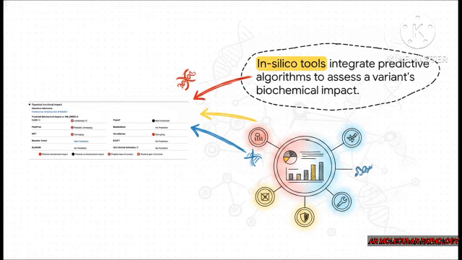And here's a peek at those in silico tools. What you're seeing is multiple predictive algorithms all run at once, and this dashboard gives you an integrated view. You can see at a glance if the different models are predicting the variant as damaging or deleterious, which provides another important layer of supporting evidence.